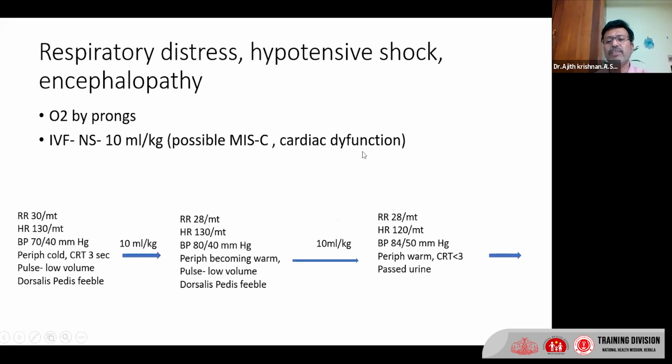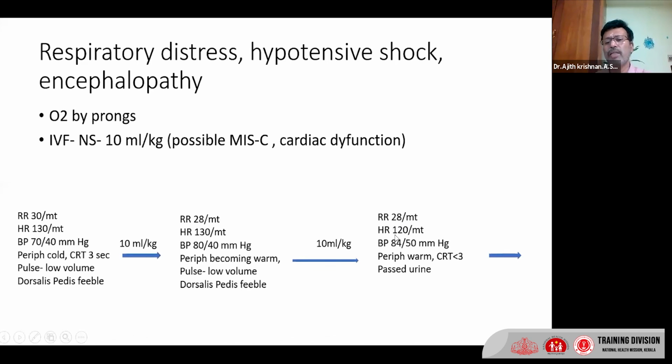In view of cardiac dysfunction, we started the child on 10 ml per kg, given slowly. What happened is the respiratory rate has come down minimally, from 30 to 28, the BP is gradually picking up, and the periphery is becoming warm, but still the pulse is low volume and dorsalis pedis is feeble. But there is a reduction in respiratory rate, and BP has started picking up. The child seems to be improving, definitely not worsening. We have given 10 ml per kg, and the heart rate has come down.